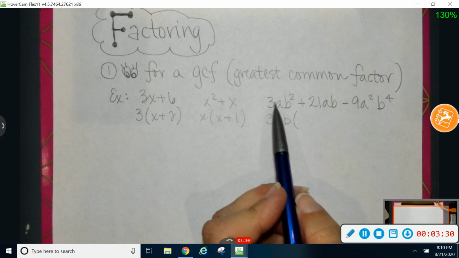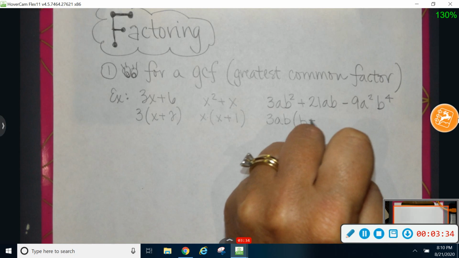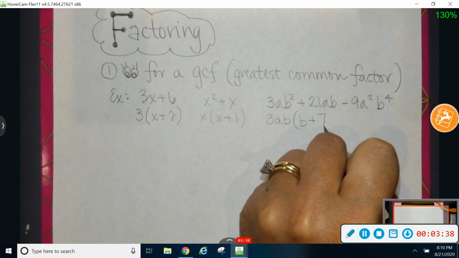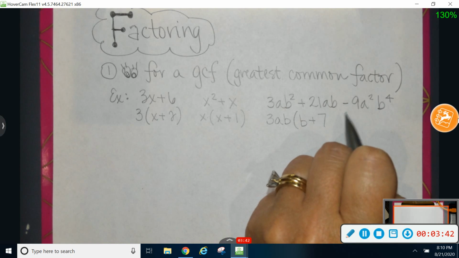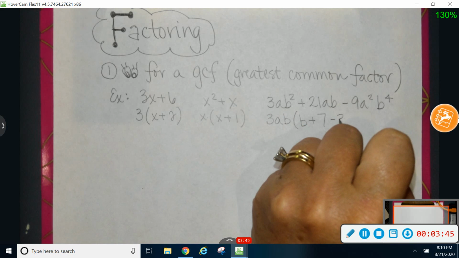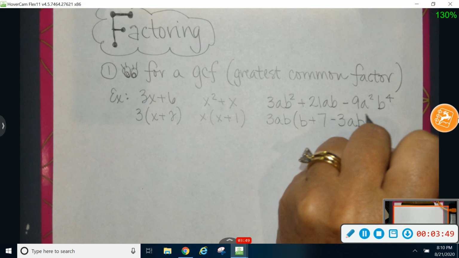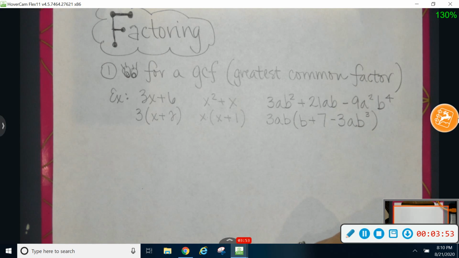If I factor out the 3, the a, and the b, I'm left with 1b. Take the 3 out of the 21, I'll get a 7. The a and the b came out, so all I have is the 7. Then I'm left with a 3, one of those a's, and if I factor out 1b, I still have b cubed left in my parentheses. So first rule of factoring, always look for a GCF.